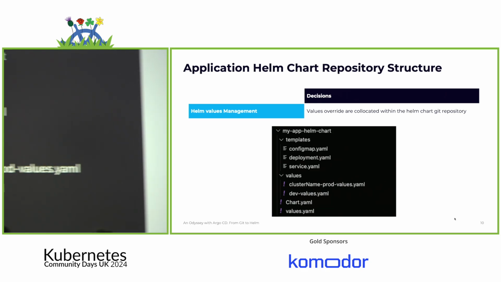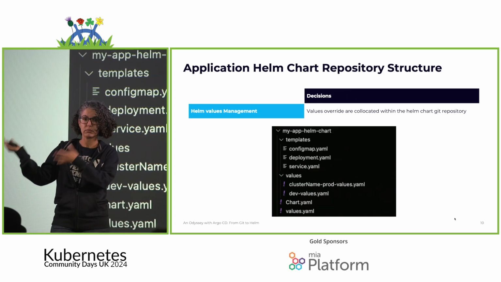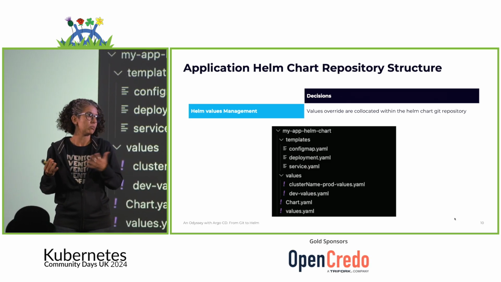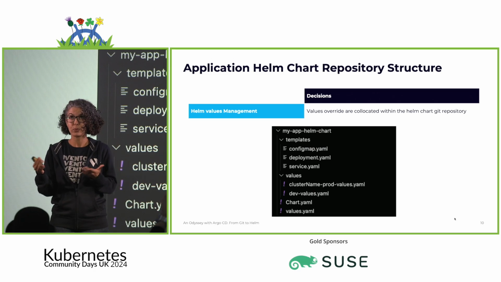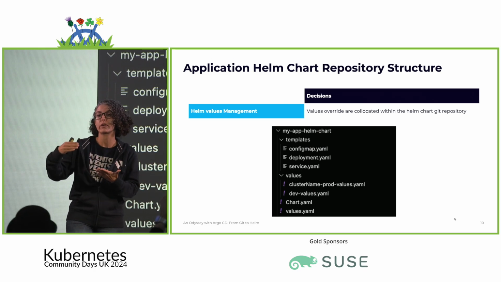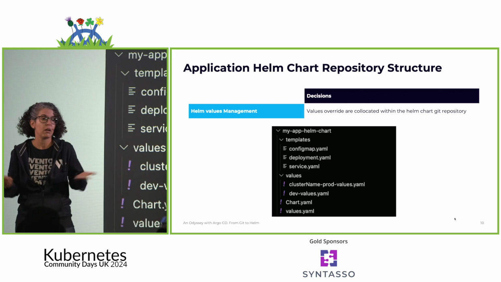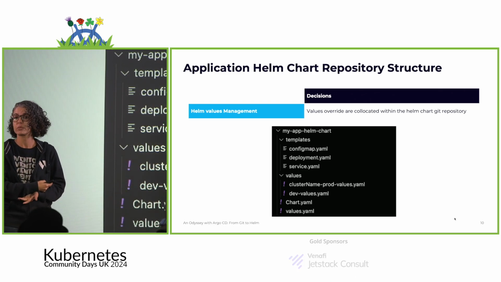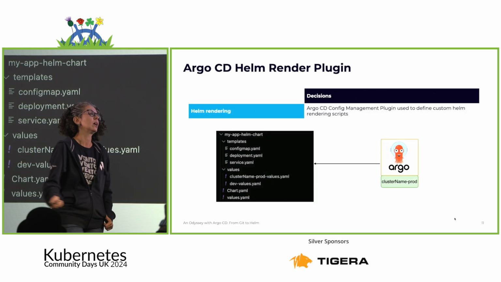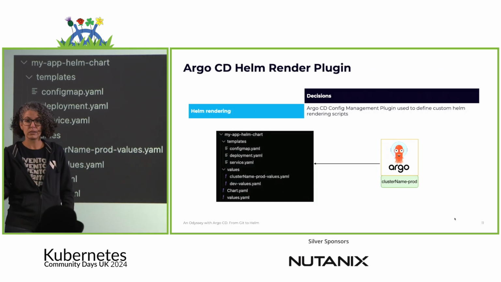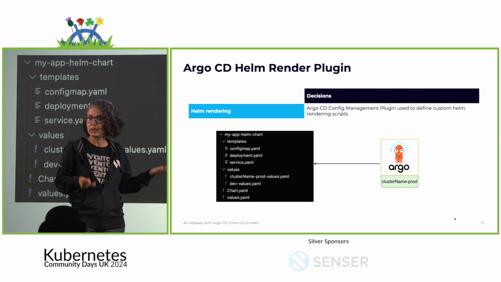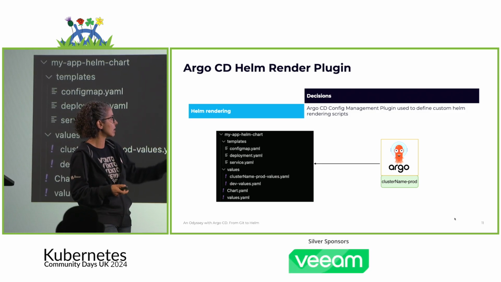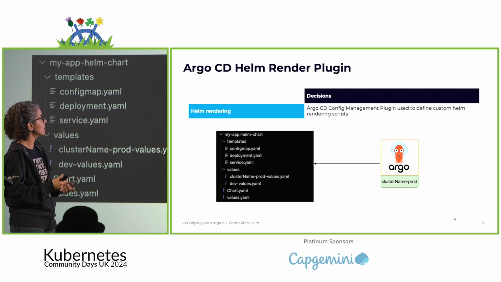So now that we have our ArgoCD application defined and it's syncing from Git, we had to decide where to place the values override for each cluster and environment. We simply decided to collocate them in the same Helm chart repository. So we now have a Helm chart repo where we have our charts and our values for each cluster, and ArgoCD syncing from this Git repository.